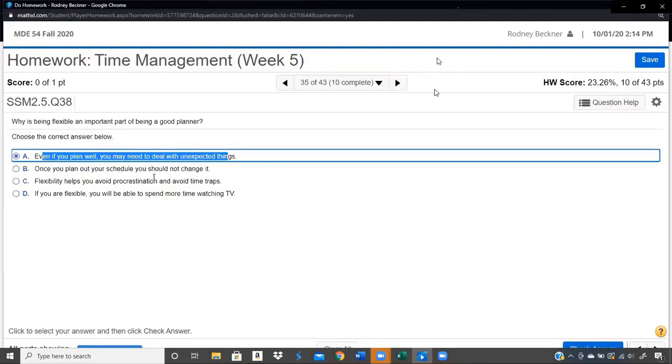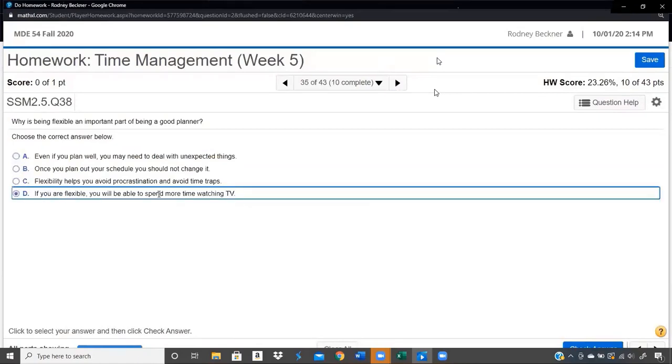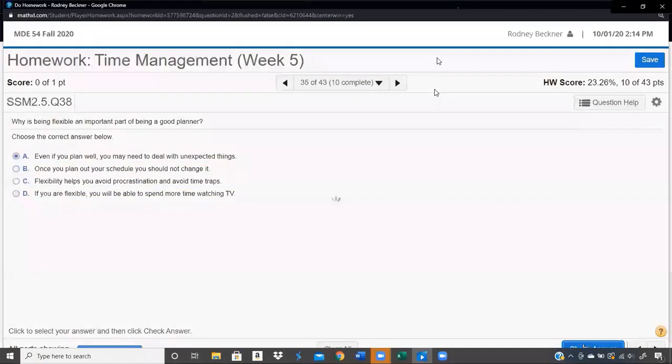Flexibility helps you avoid procrastination and avoid time traps. You definitely want to avoid procrastination and time traps, but I don't think it's flexibility that's helping that. If you are flexible, you will be able to spend more time watching TV. I know some people that are only flexible and make no schedule, and they definitely get some TV watching in, but I don't know if they're going to get everything else done. So even if you plan well, you may need to deal with unexpected things. There we go.